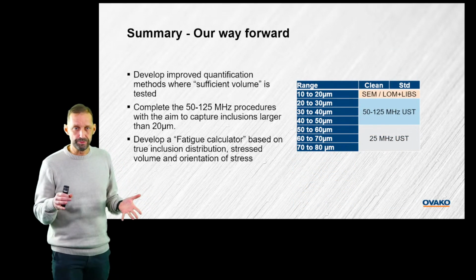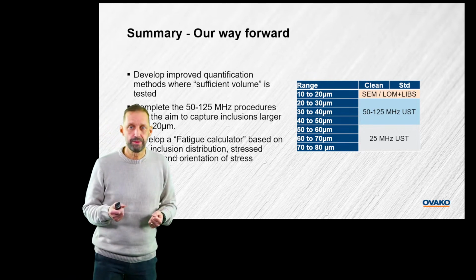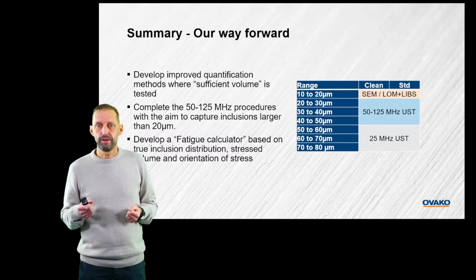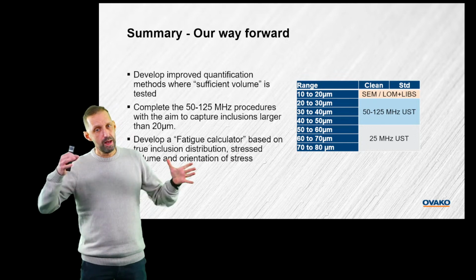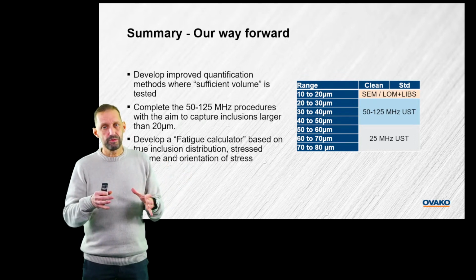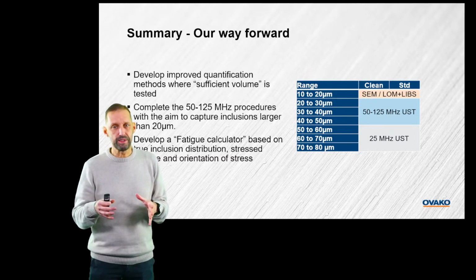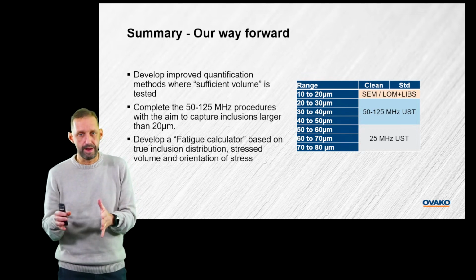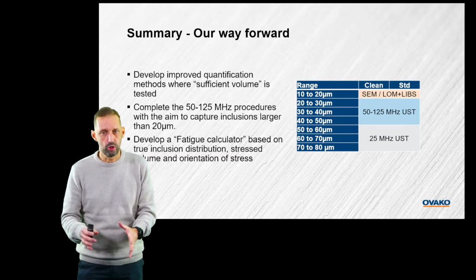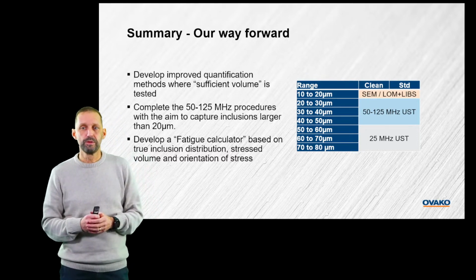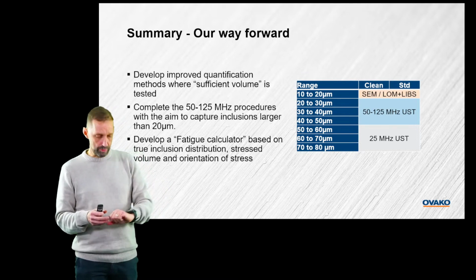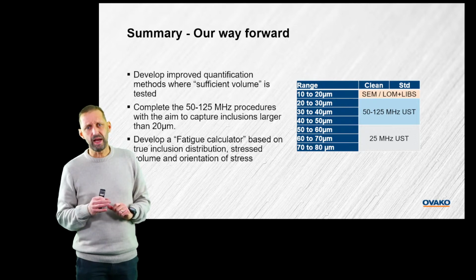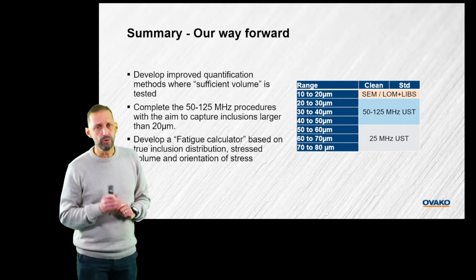So our way forward, how should we work with this? We would like to develop improved quantification methods, and we need sufficient volume. If smaller volumes are at a higher frequency, we can look at smaller volumes or even areas. But if you have larger ones that are more rare, you have to look at bigger volumes. I think that's one reason why we can combine several methods, and it's really important and good for us.